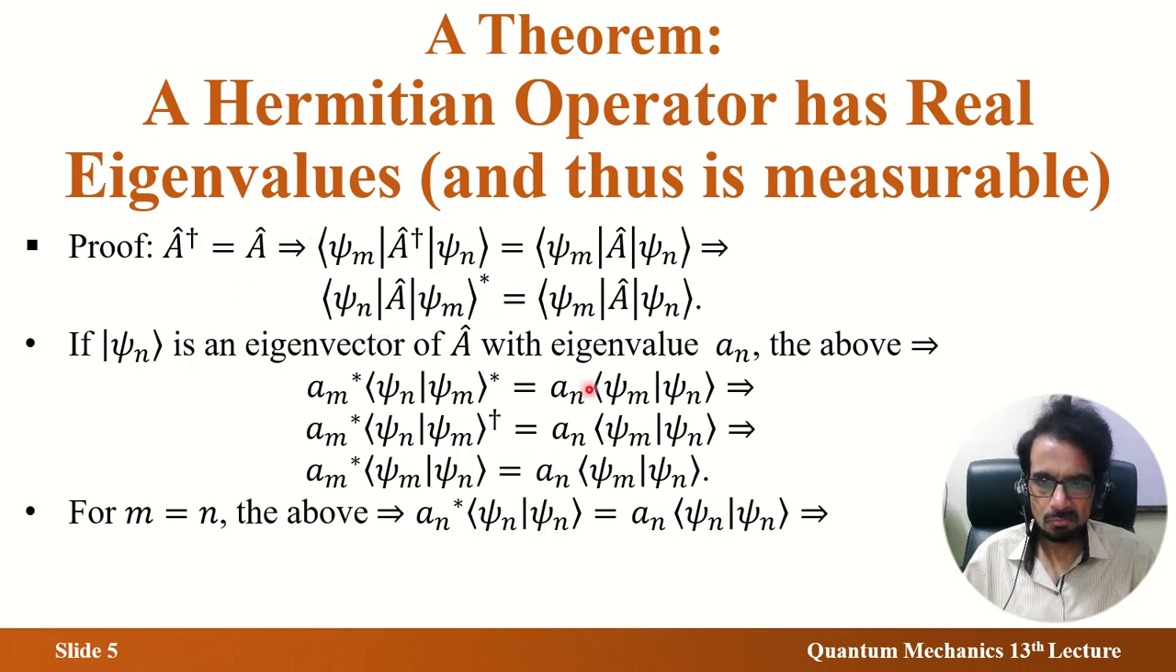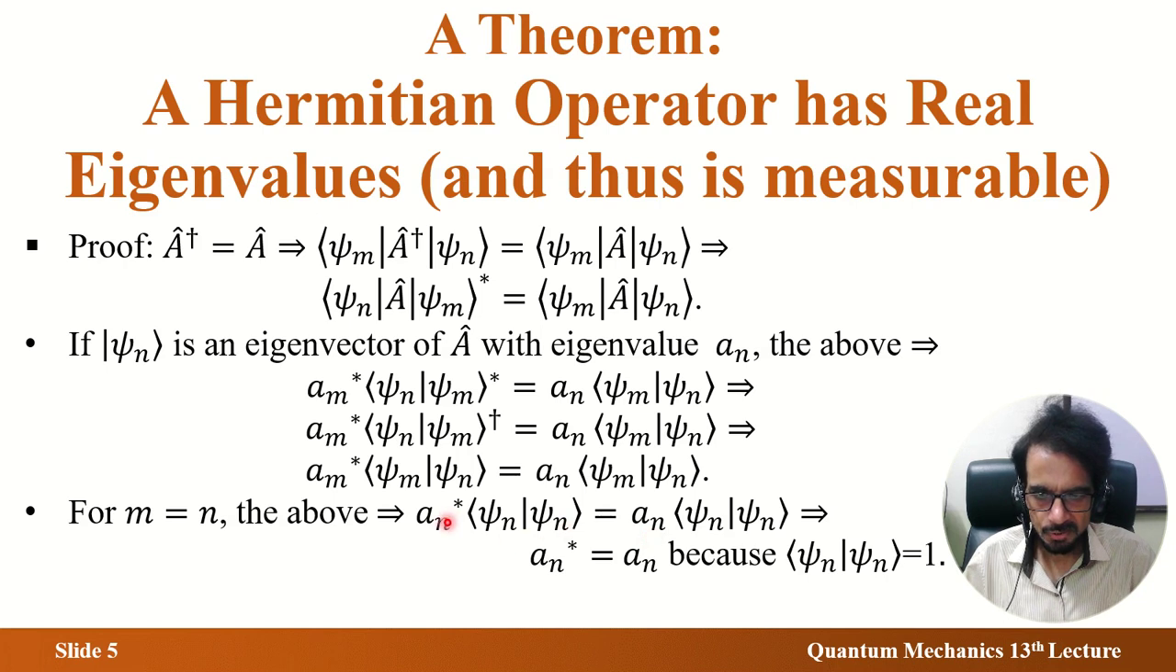Whatever is the lengthy, you may say complicated mathematics, that becomes very simple. This is 1, this is 1, this means you just have a numerical value. An star is equal to an, because that is 1. So, in words, what we have proved is that these an are eigenvalues, and these eigenvalues are real if the operator is Hermitian. That's theorem number 1.